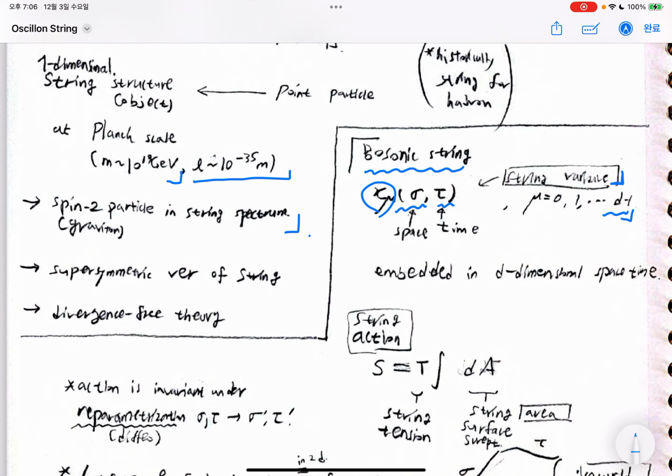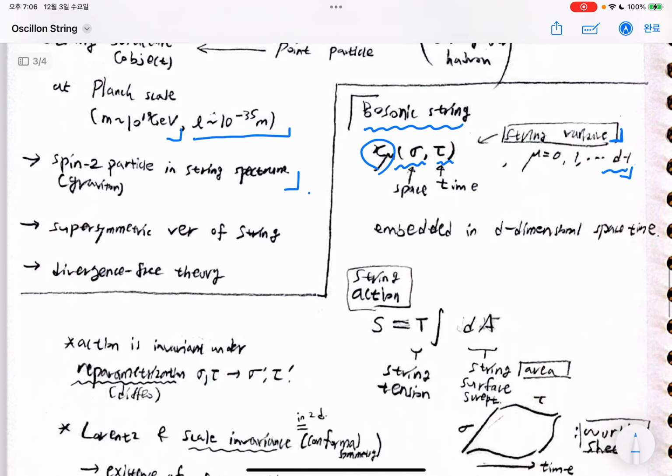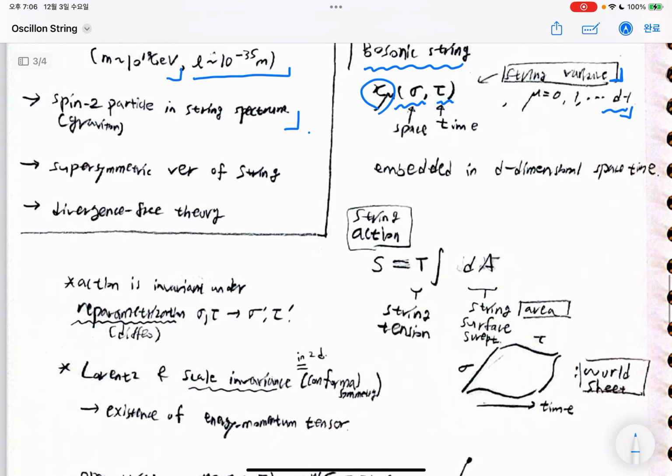And if we know the specific object, like the string, then we can construct the Lagrangian action, called the string action. The string action is proportional to the string surface swept, the area, and there is some constant which corresponds to the string tension. The string sweeps out a specific surface, called the world sheet, as it moves over time.